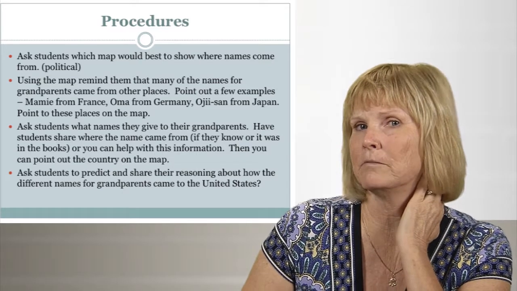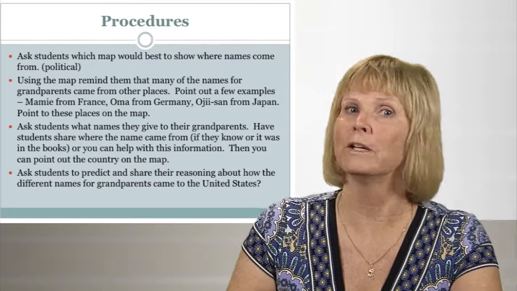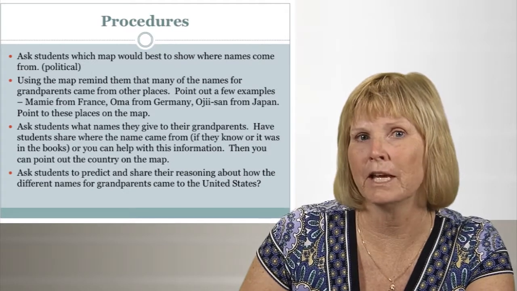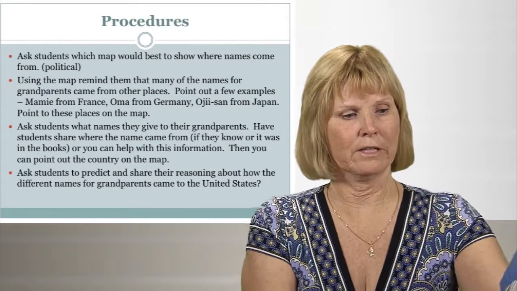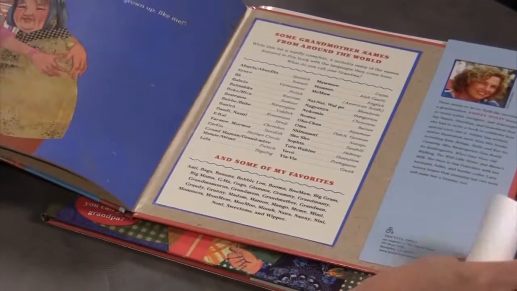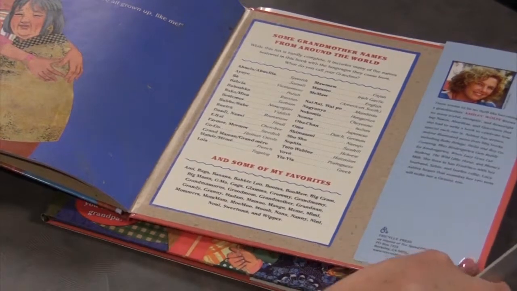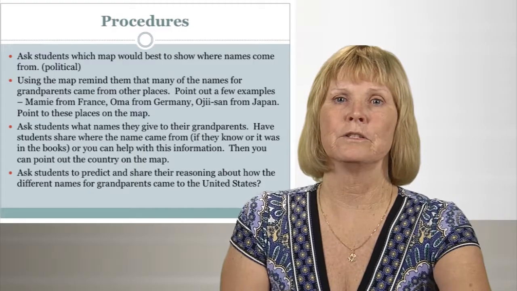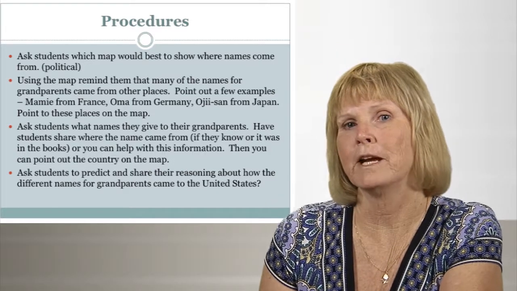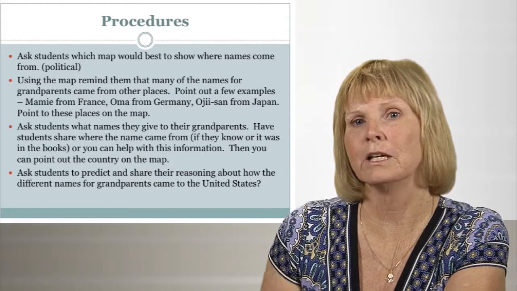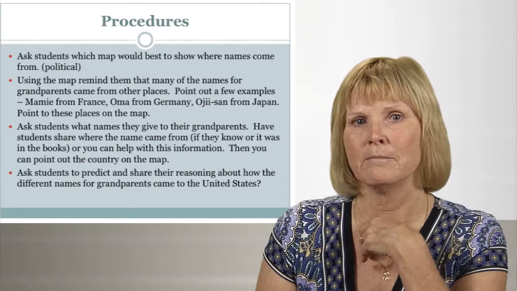And the students should hopefully identify that a political map would help them to know what countries these names came from. The back of the book has a little guide for you that's very handy that tells you where the names mentioned in the story came from. So you can use those. Point out a few examples to them, like that Mammy came from France and Oma from Germany and Oji-san from Japan, and point these places out on the map.